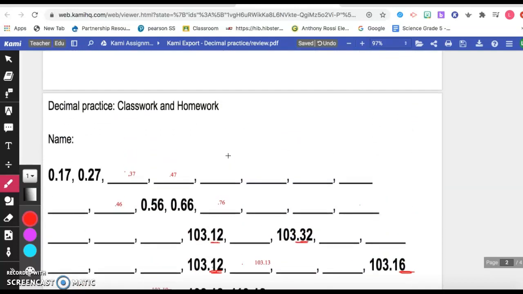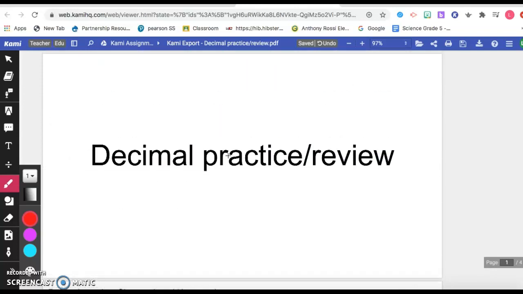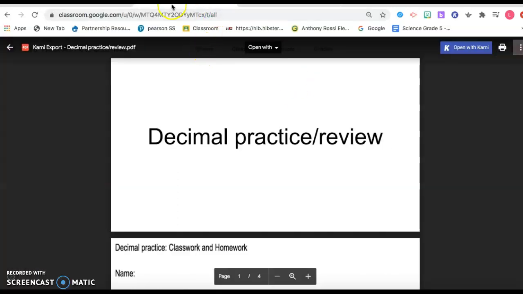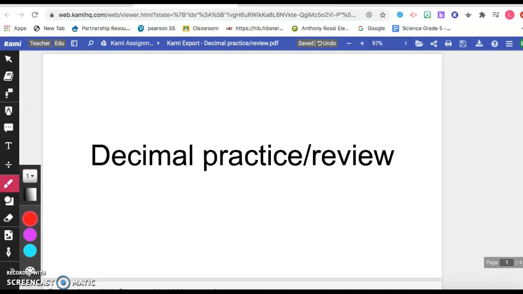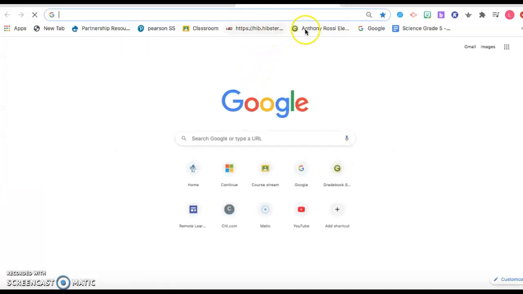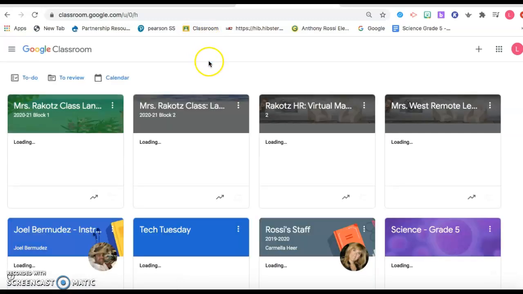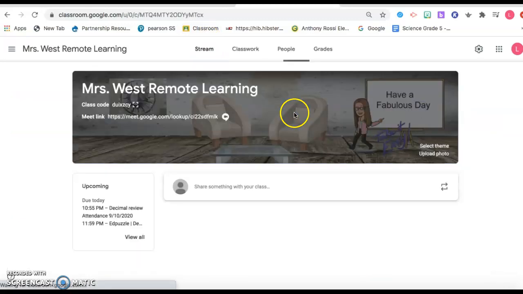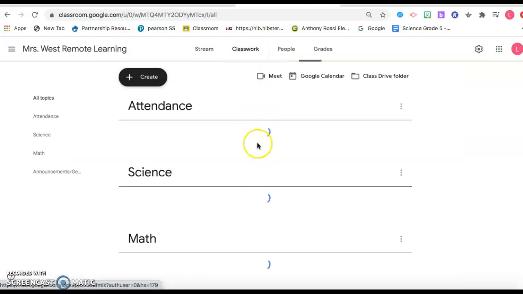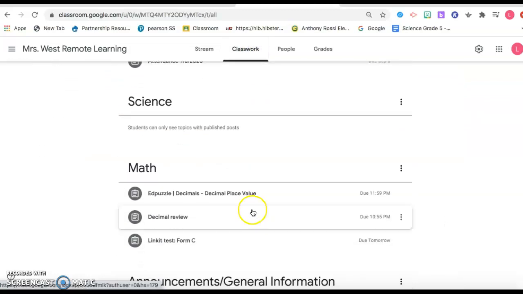I also asked students to watch Edpuzzle. Edpuzzle is, again, in your Google Classroom, under the classwork section, right here.